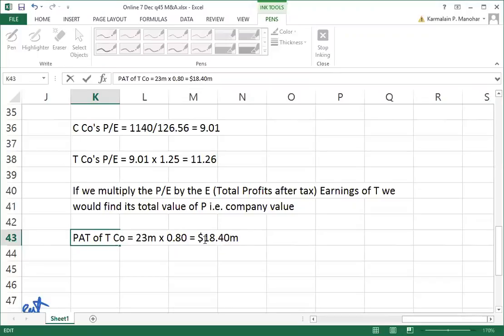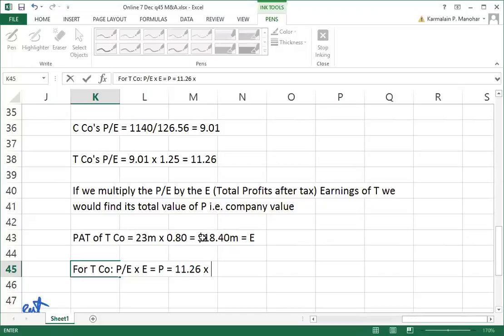Good. So if that's the PAT, which is equal to E in the PE ratio, then for TICO, P over E times the E will leave us with the P. We have the 11.26 times the 18.4, and that will get you the total company value of 207.18. Of course, that's now a value in millions of dollars.